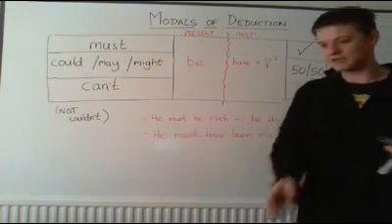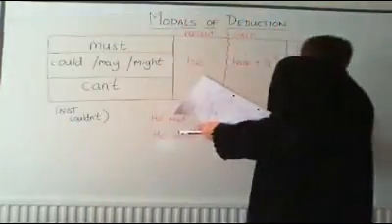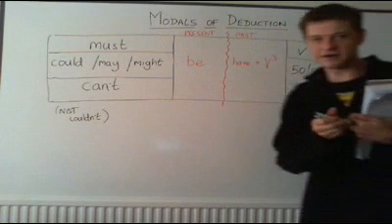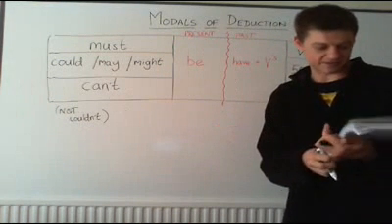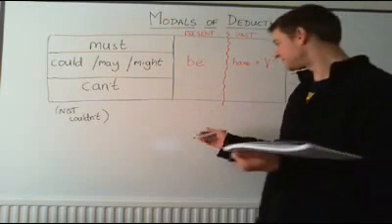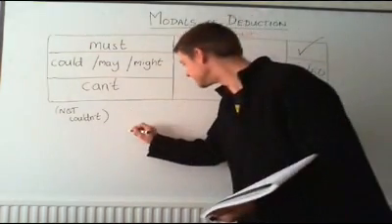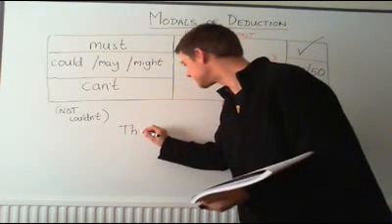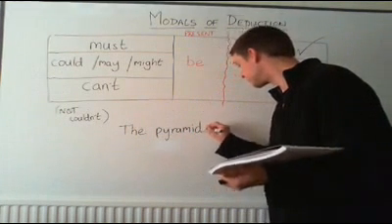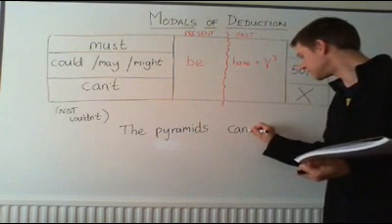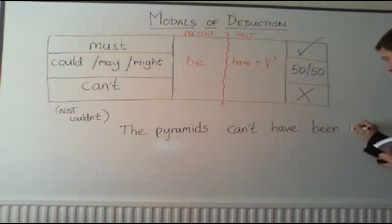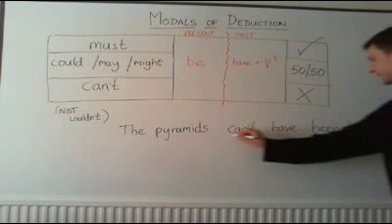So if we take an example like the pyramids, it's a very famous monument from the past, and there are lots of different opinions about these famous monuments. We can say, if perhaps you believe, like I do, the pyramids can't have been built with copper tools, or using copper tools. Can't have been built. Now that's passive, can't have been built. It's a passive past modal.